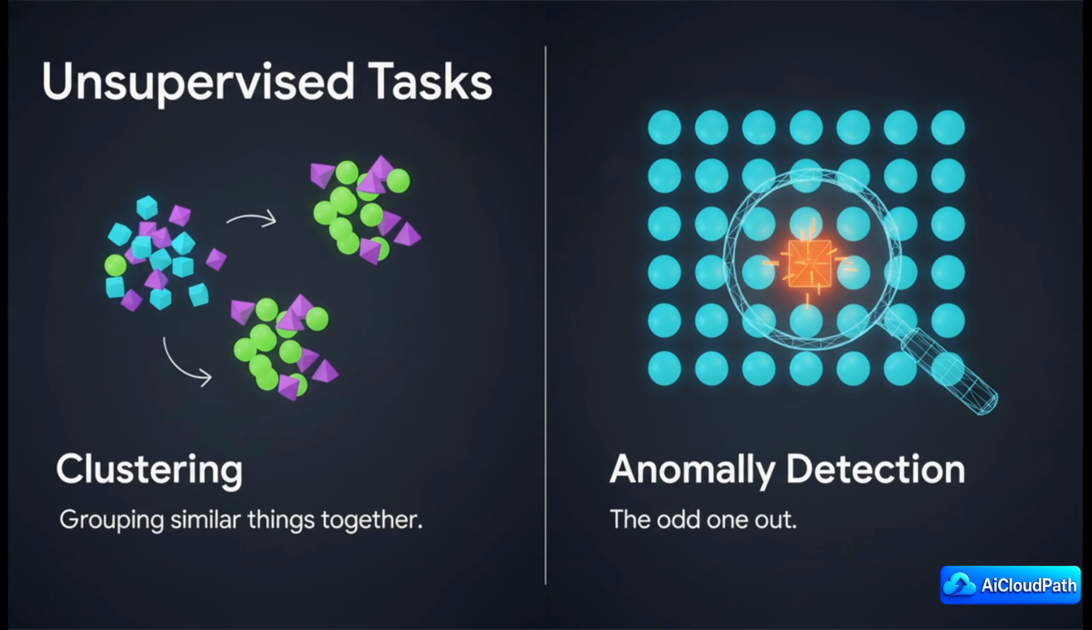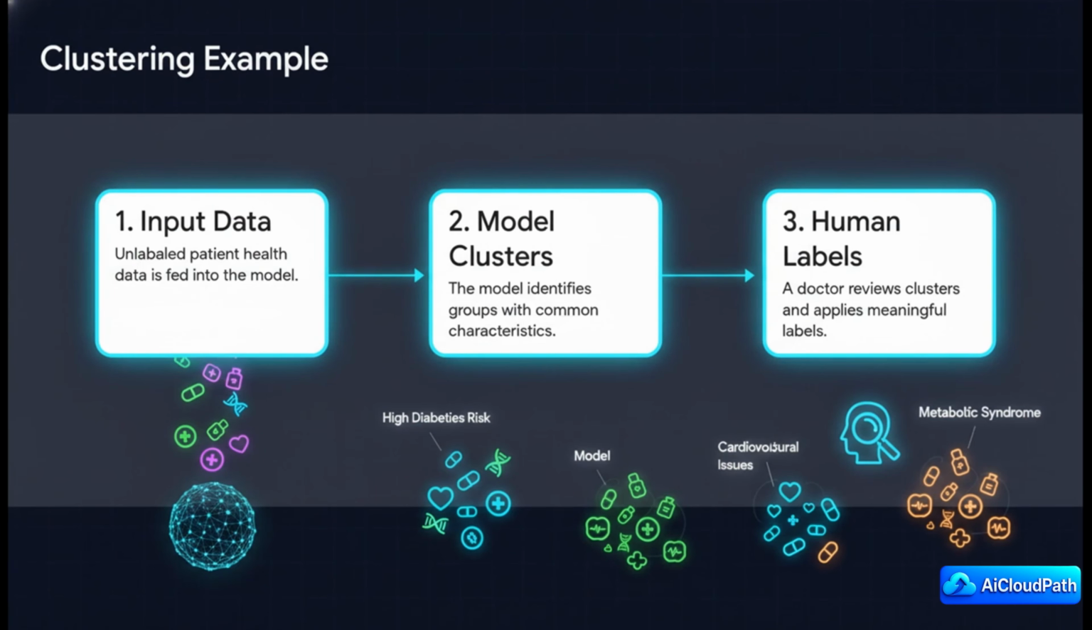The first is clustering, just grouping similar things together. Think of a service like Netflix grouping viewers into different taste clusters without anyone telling it which groups to make. The second big one is anomaly detection, finding the odd one out. And this is incredibly useful for things like spotting a fraudulent credit card transaction or a weird reading from a heart monitor. Here's a great example of how this works in the real world.